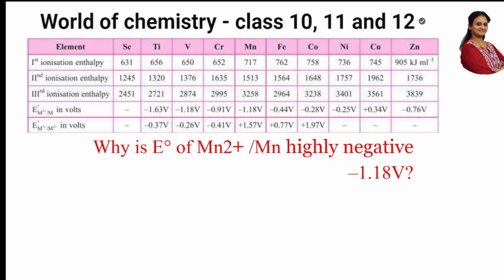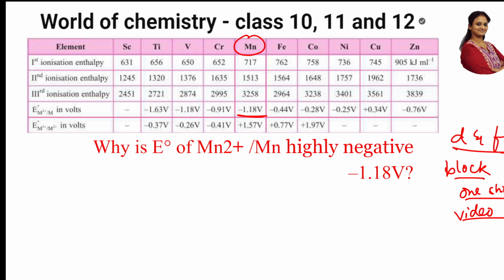Next question. Why is the E naught value of Mn2+/Mn highly negative? The electrode potential value of Mn is minus 1.18. Students, everything about these electrode potential values I have explained in detail in the D and F block short video. For the exam, just write two words. Why is E naught of Mn2+/Mn highly negative?